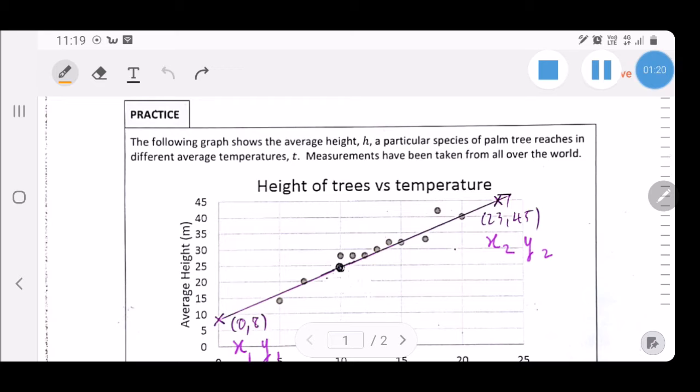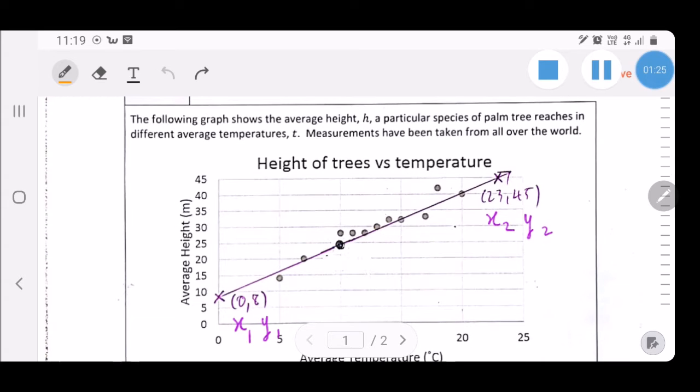Well, the best way to understand what that means is to have a look at an example, which is exactly what we're going to do. So the following graph shows the average height h a particular species of palm tree grows to in different average temperatures T. Measurements have been taken from all over the world. So let's take a look at this graph. Now, for a moment, just imagine that this line of best fit hasn't been drawn in, okay? Now, each one of these dots represents a measurement that has been taken in a different location around the world. And each one of these measurements has two values associated with it, an average temperature and an average height.